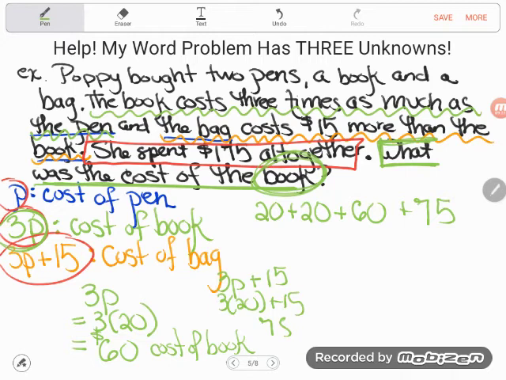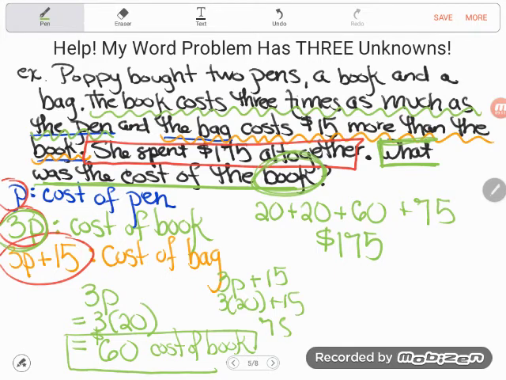20 plus 20 plus 60 plus 75. Oh, yeah, $175. All right, it did check. Whew. Poppy just doesn't make wise decisions with her money. All right, you guys. So what was the cost of the book? It was $60.